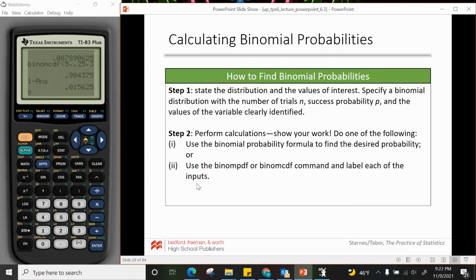Then you can do the calculations, and you have to show your work. You can either use the binomial probability formula, find the desired probability, which is like that parentheses 5 over 0, close parentheses, times 0.25 to the 0, times 0.75 to the 5th, and so forth. Or you could use binomial PDF and CDF, and like you did with the normal CDF, you just have to label your commands.